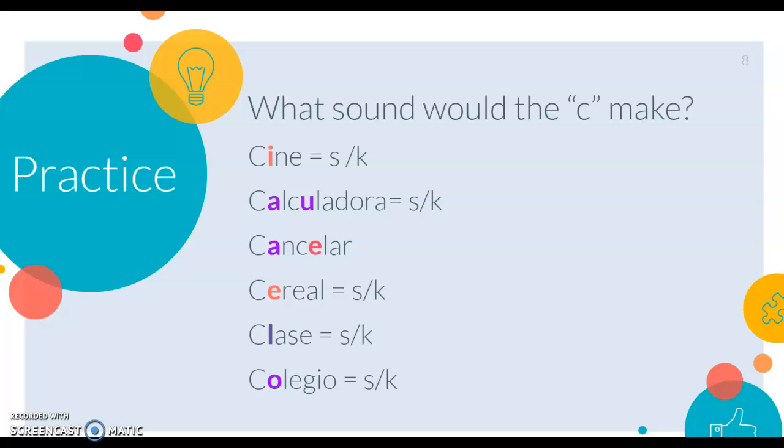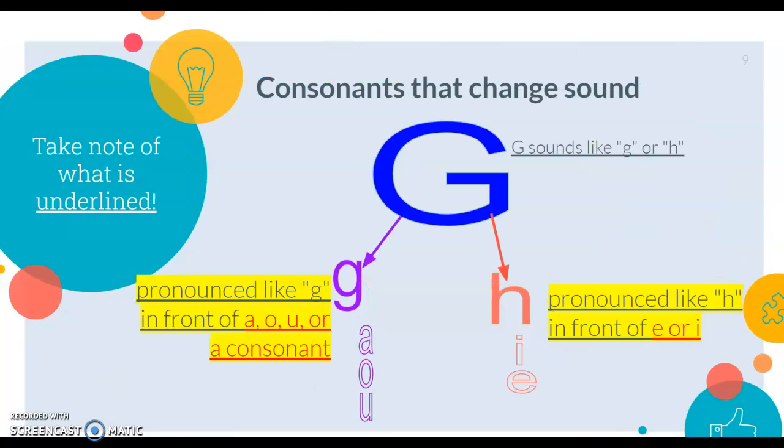Here's some practice for you guys to go over. You have CI, which makes the S sound, CA, which makes the K sound, CU also makes the K sound, and there's some other ones that you guys can do for practice, okay?